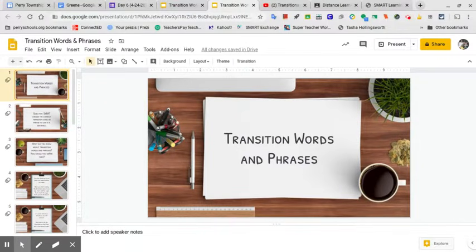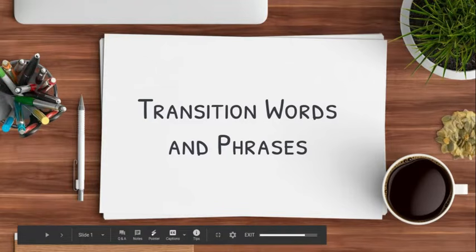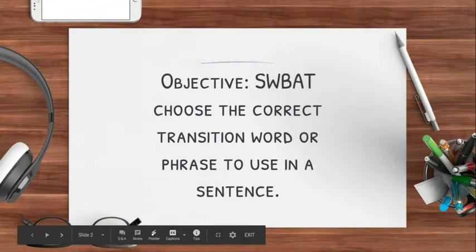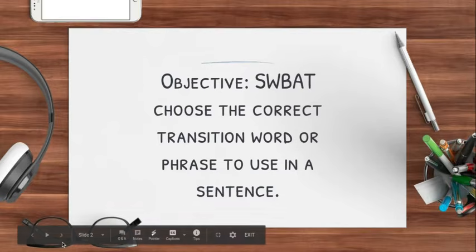Let's move on to the last part of today's lesson. It's all about transition words and phrases. The objective for this part of the lesson says students will be able to choose the correct transition word or phrase to use in a sentence.